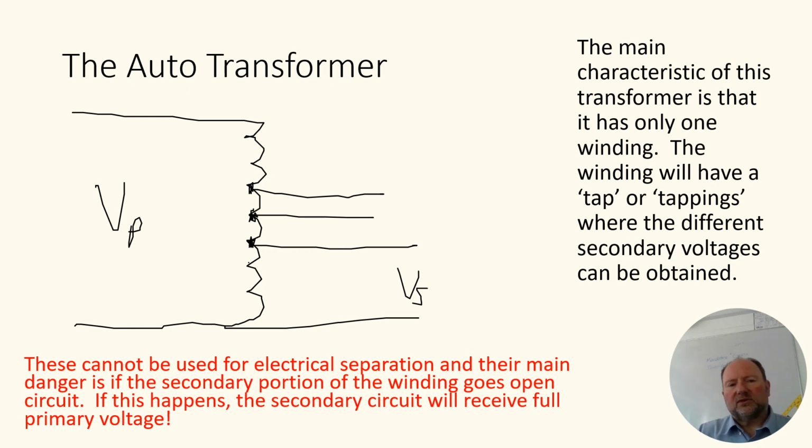Why do they have these transformers? Well, as they've only got one winding, they're very cheap to manufacture. They don't use so much copper as another sort of transformer, like for example the double wound transformer, which is what we'll look at next.